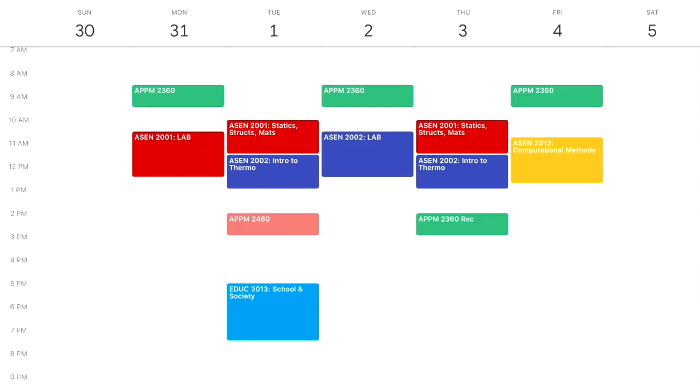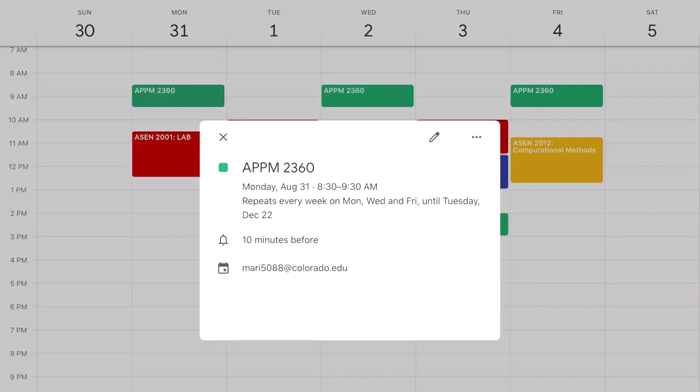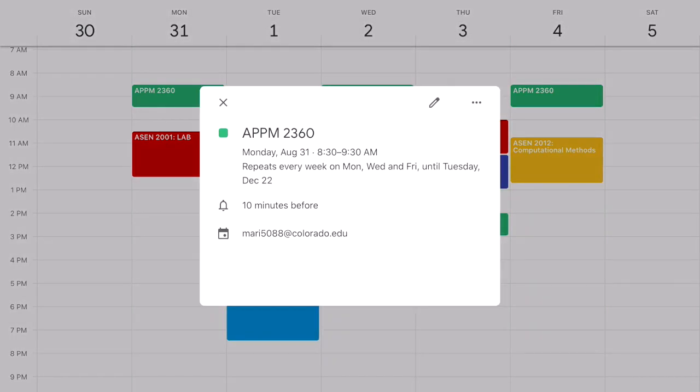Alrighty, so I have my classes and my schedule pulled up on my iPad right here, but I'm going to screen record and just show you all my classes and what I'm taking. So first up is this green box. This class is APPM 2360. This is Differential Equations. I will be taking this class at 8:30 on Monday, Wednesday, and Friday.